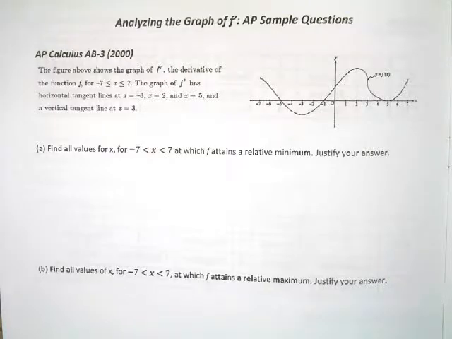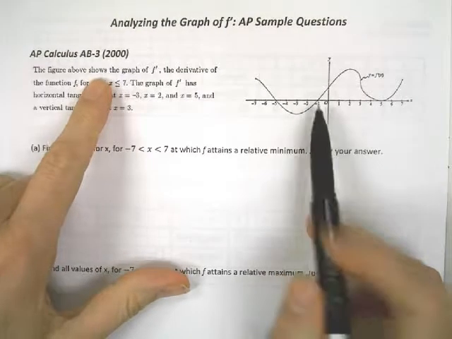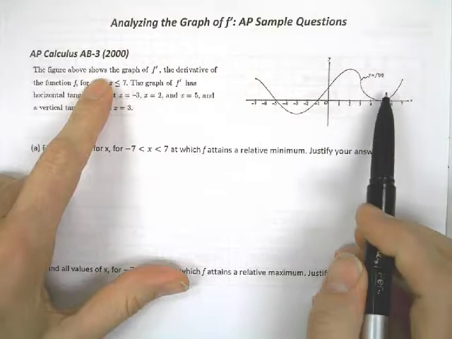This is going to be a basic example, but we just want to walk through how this should look, what your justifications should look like, and make sure we have all the pieces that you need to get full credit on the exam. So we're going to be analyzing the graph of f prime, and this is a question that was on the 2000 AP exam. It says the figure above shows the graph of f prime.